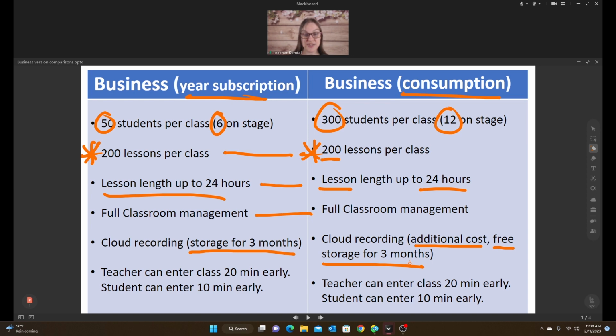There's a storage fee. But like I said, I have mine set. You can set it to just automatically delete at 3 months. I don't have to do it myself, and I don't get charged for storage. I just get charged for the one-time recording fee.